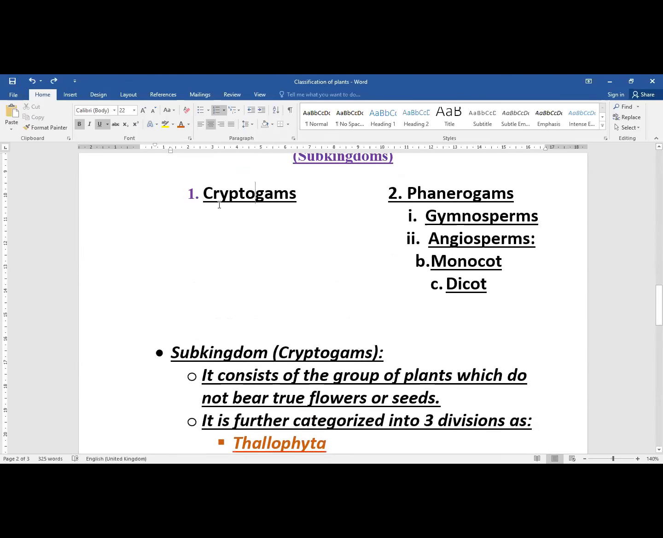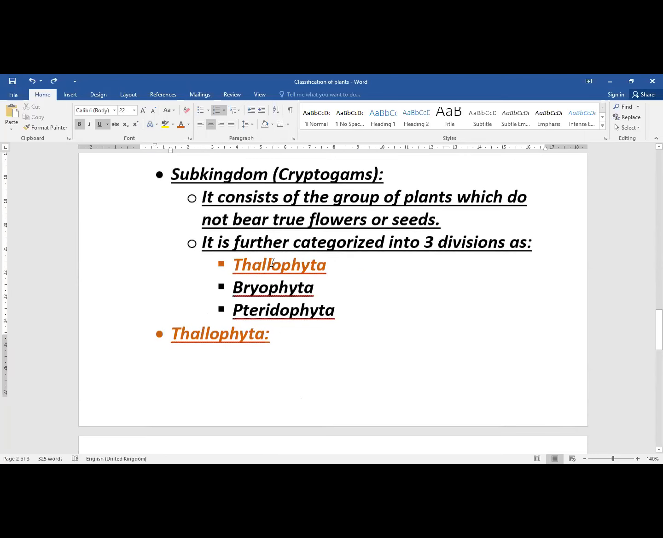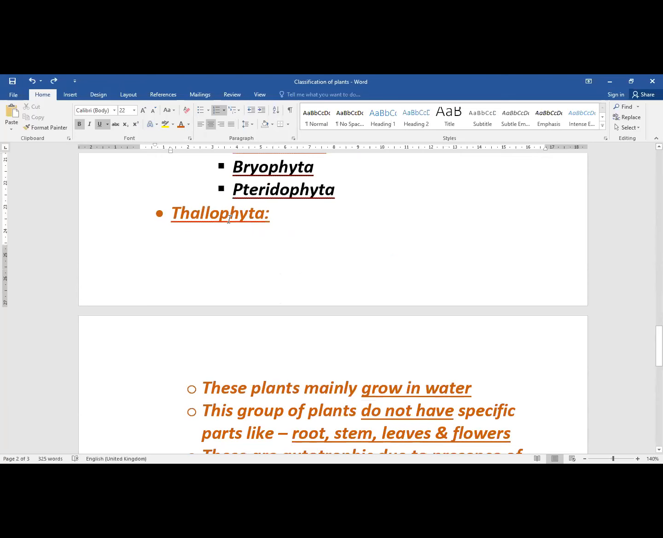We started with the first subkingdom, cryptogam, and concluded that under subkingdom cryptogam we have three divisions, out of which we have studied the first two, thallophyta and bryophyta. We'll continue with the third division, pteridophyta, during the next session.